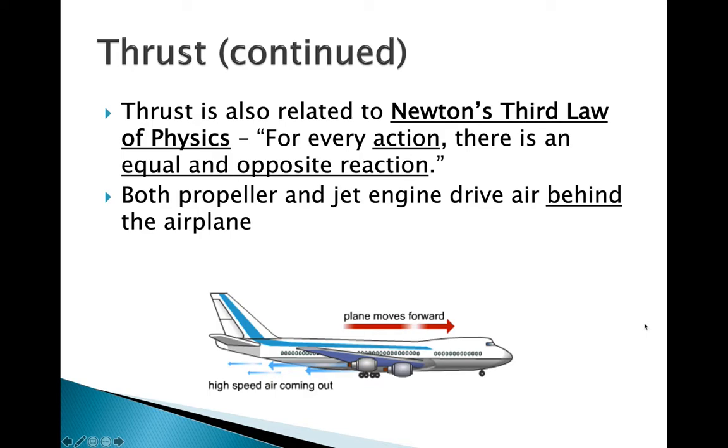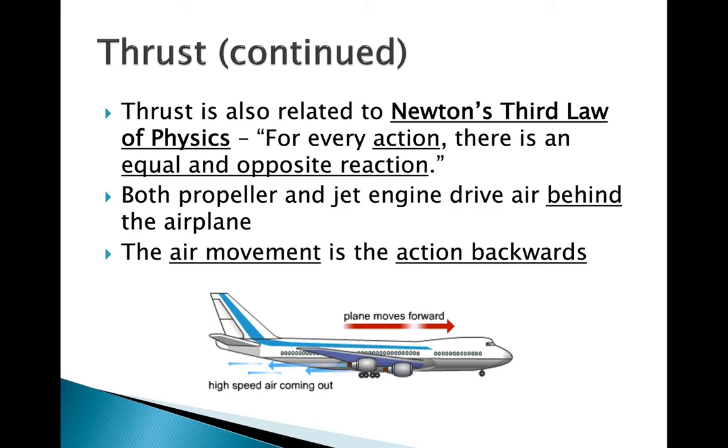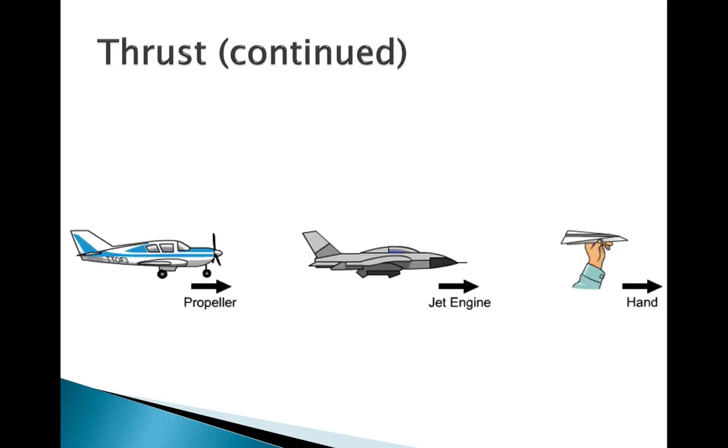You don't have to write this down. It's kind of just, watch and hopefully it makes sense. So the air movement is the backwards action, of course, which causes the forward thrust. Okay, now this is the same thing for when we're going to be creating our paper airplanes.